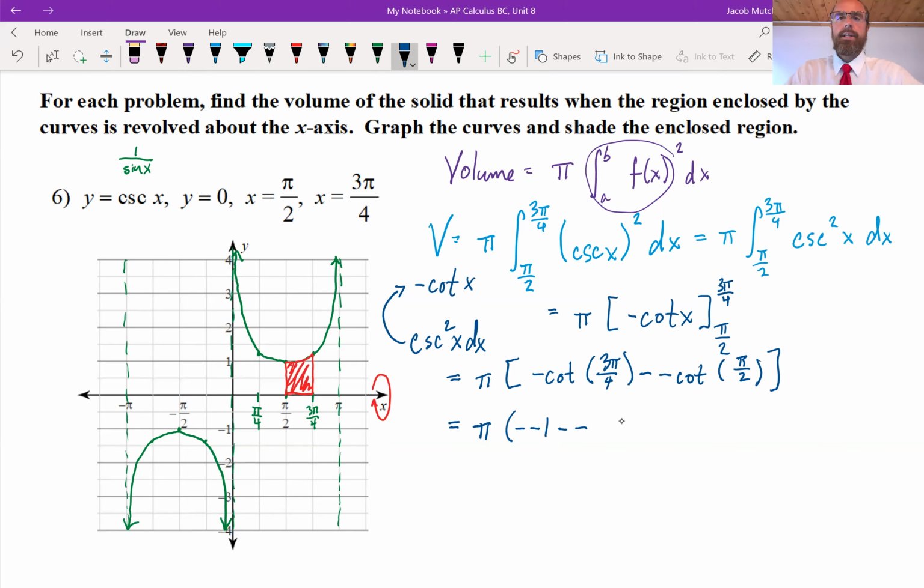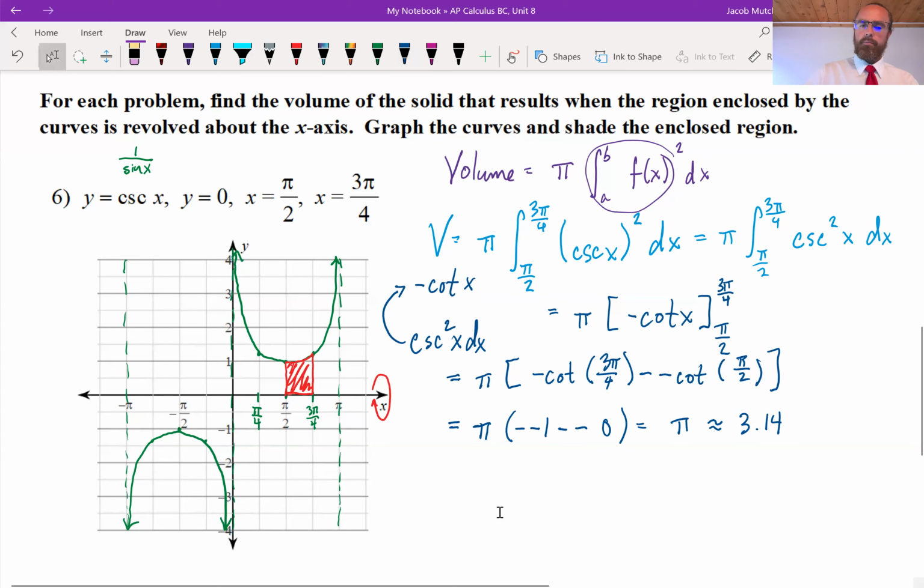So tangent at pi over 2 is undefined. It's 1 over 0, sine over cosine. So if I flipped that over, that's 0 over 1, which is just 0. So this really reduces down to just positive 1 plus 0, which is just 1. 1 times pi is just pi, which has the value of about 3.14.